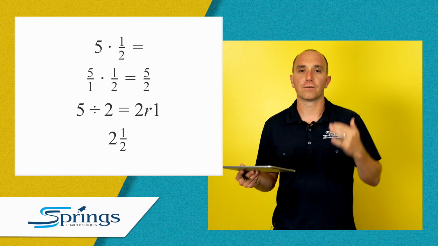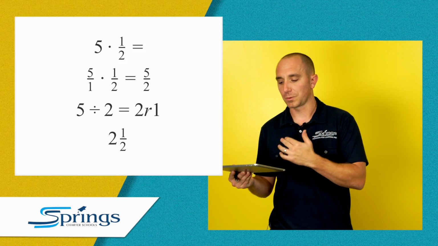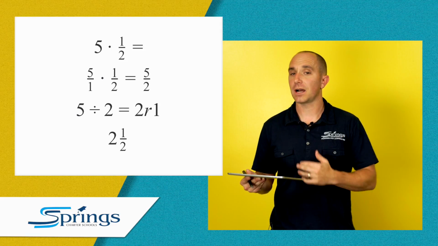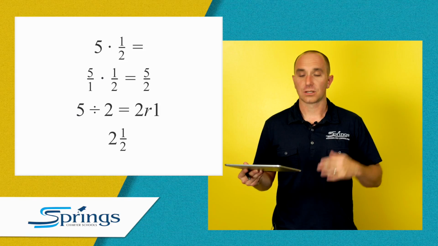So now I have 5 over 1 times 1/2. Well, I just multiply it across. So I have 5 times 1 is 5. 1 times 2 is 2. So I have 5 halves.